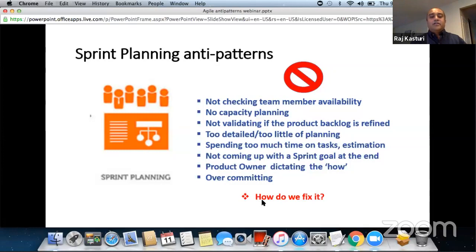Focus on the two aspects of sprint planning: what are we going to build and how are we going to build it, right? Those are the two that you need to balance your time between in sprint planning, and make sure that you plan accordingly. So that comes with experience.